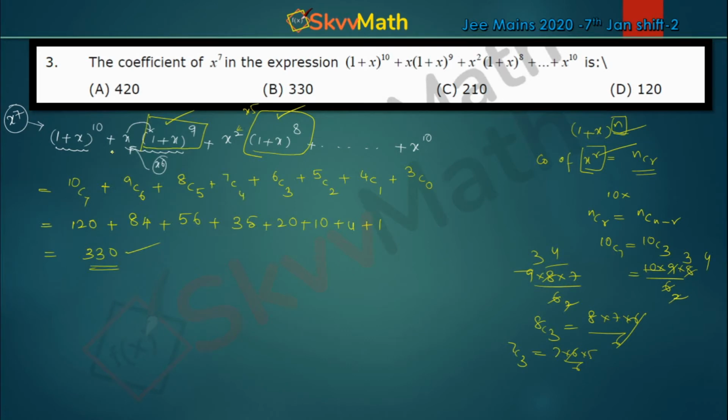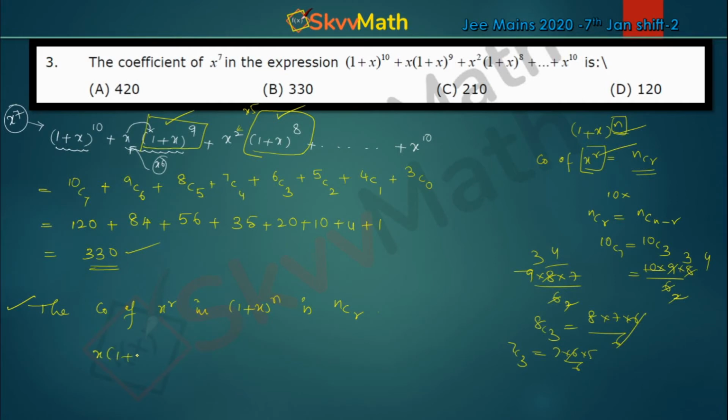So I simply calculated using the simple method. The main formula used in this is that the coefficient of x^r in the expansion of (1+x)^n is nCr. Okay, so this is the first thing you should know. And the second one is what? See, I'll explain the second term one more time.